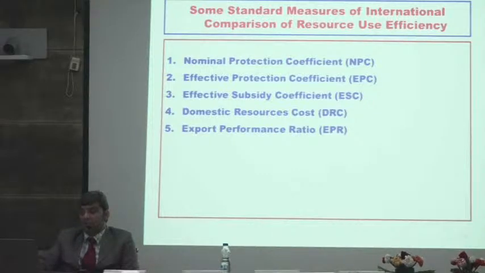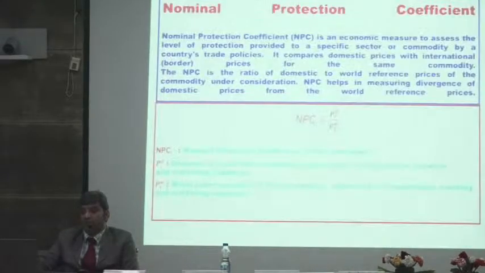The simplest is the nominal protection coefficient. Nominal protection coefficient is an economic measure to assess the level of protection provided to a specific sector or commodity by a country's trade policies. It compares domestic prices with international prices for the same commodity. NPC is the ratio of domestic to world reference prices of the commodity under consideration. NPC helps in measuring the divergence of domestic prices from the world reference prices. We take the ratio of domestic prices to the world reference prices.